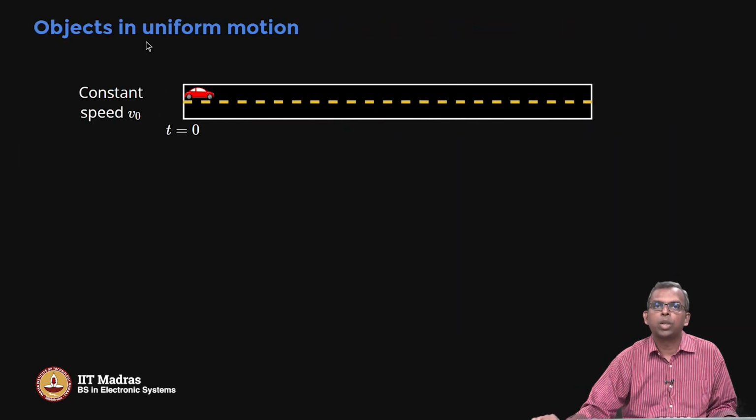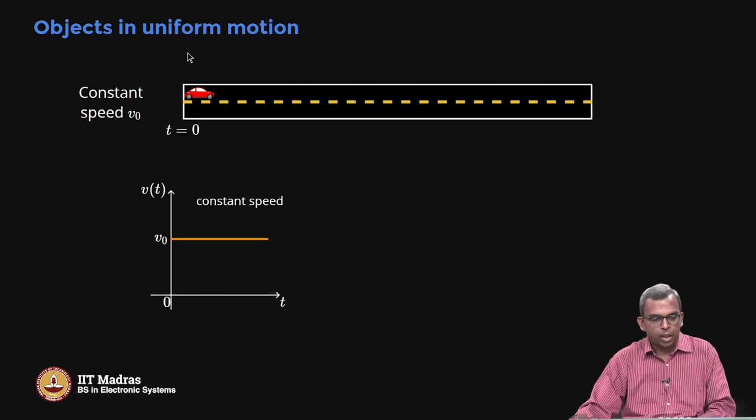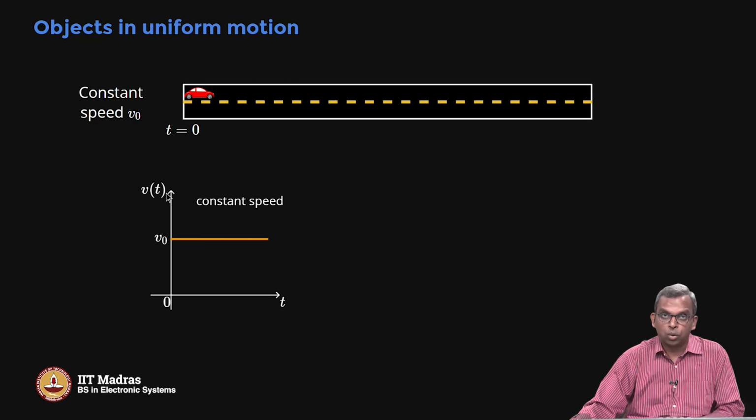We're going to start by looking at an object in uniform motion. So what is uniform motion? So here is a vehicle, let's say a car, which starts at time t equals 0 and moves at a constant speed v0, right? So it's going along this line at a constant speed, and we want to look at this scenario. Okay, one very quick way to start off is to look at the speed v of t, as a function of t. At time t, it's going at a speed v of t, let's say.